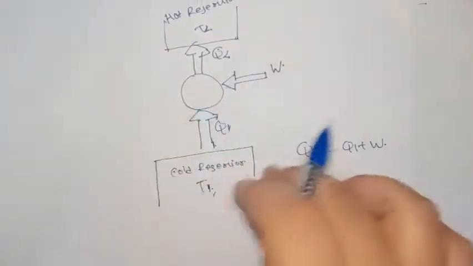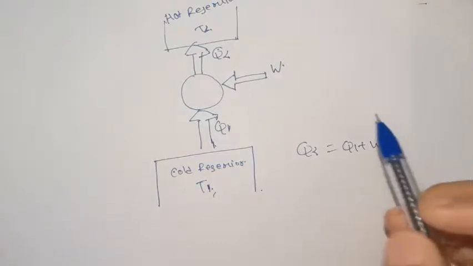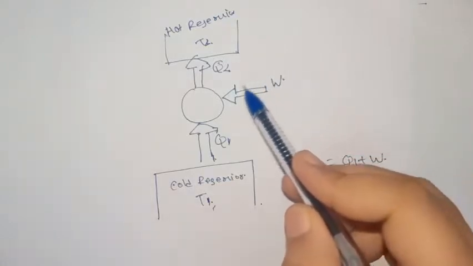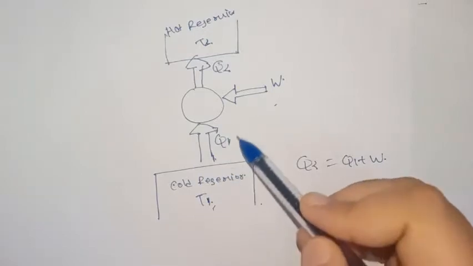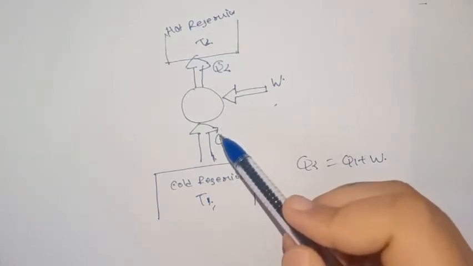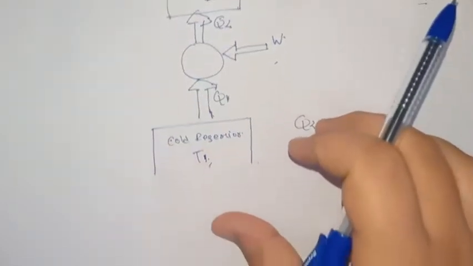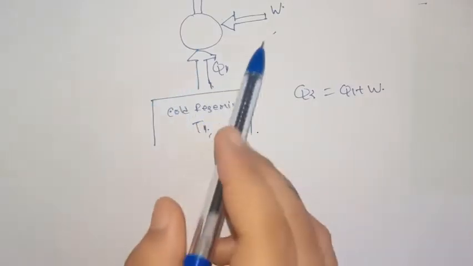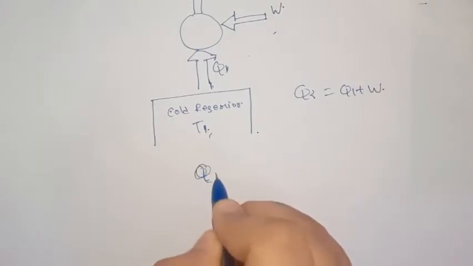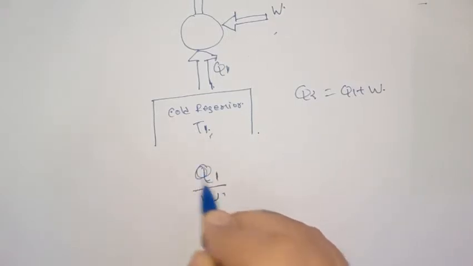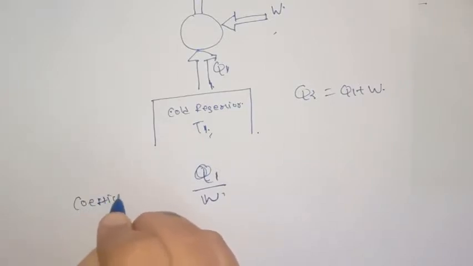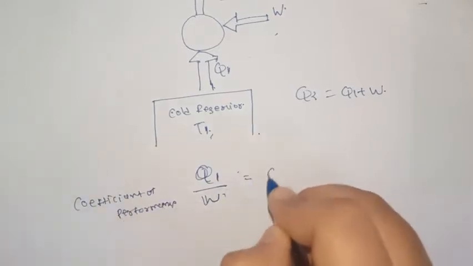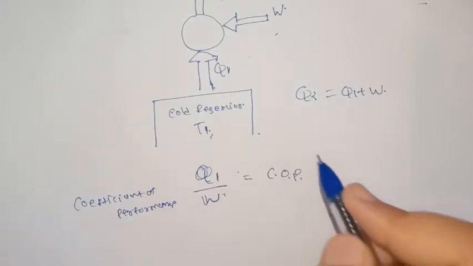Now, if we consider it to be the air conditioner, then we can say the air conditioner is good if it is doing a lesser amount of work. That means your electricity consumption is less and it is absorbing more and more heat from the room. So it is giving a very good amount of cooling. So the efficiency of the AC or heat pump can be given by the amount of heat absorbed per unit work. This is called the coefficient of performance, that is COP of the air conditioner or the refrigerator.